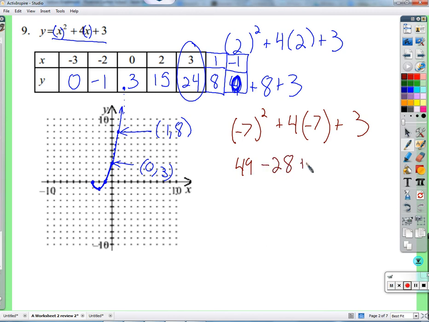There you go. So 49 minus 28, 21 plus 3, 24. 24, just like when we put in positive 3. So at negative 7, I would have to plot the point at 24. That's really high. Seems like the points, the outputs, are getting higher and higher and higher. Bigger and bigger numbers for the outputs.